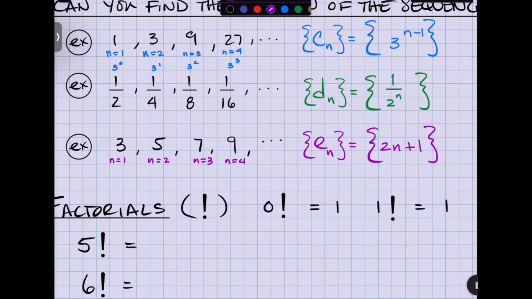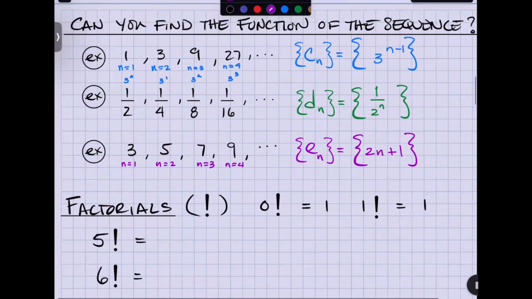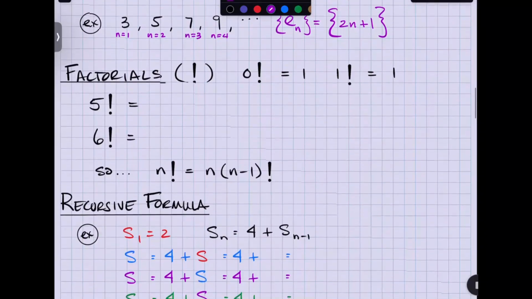See what I'm saying, guys? Any questions on that? It might take some work. How many of you guys learned factorials before?